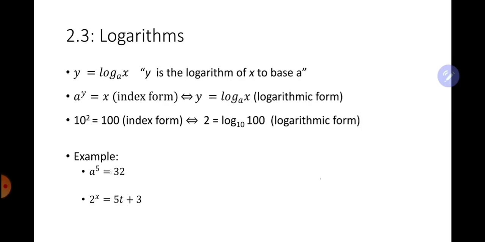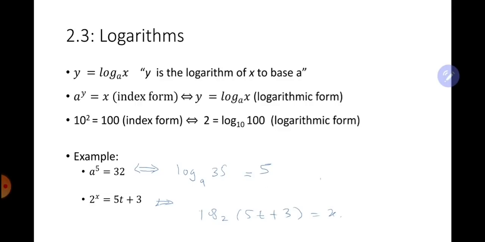Alright, let's look at another example. Firstly, we have a power 5 equals to 32. So this form is equivalent to log 32 base a equals to 5. So sebenarnya you are taking log a on the left and right side saja kan. Okay, and here you can also rewrite the index form in logarithmic form as log 2 5t plus 3 equals to x, ataupun terbalik pun boleh lah.